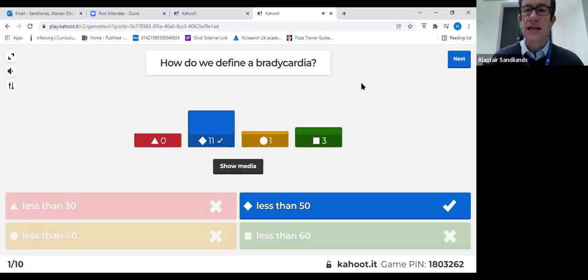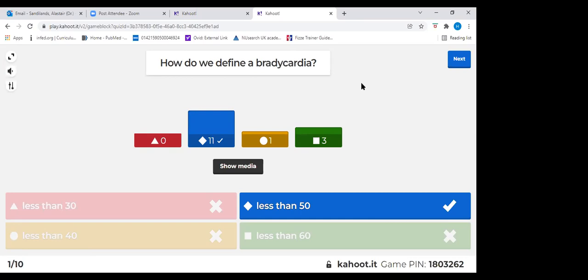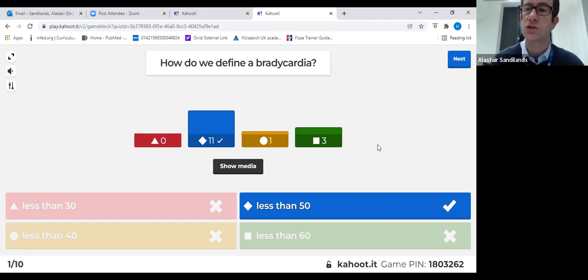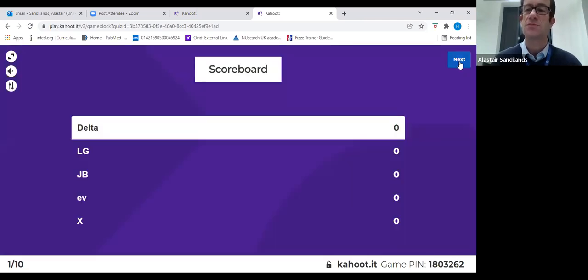Yeah, I think the answer is less than 50, really. Anything over 50 is probably okay. A lot of people are quite fit and active these days, so with a heart rate between 50 and 60, I wouldn't get too worried, but definitely less than 50 is much more likely to be pathological and, you know, perhaps an issue. So less than 50 is classed as a bradycardia.